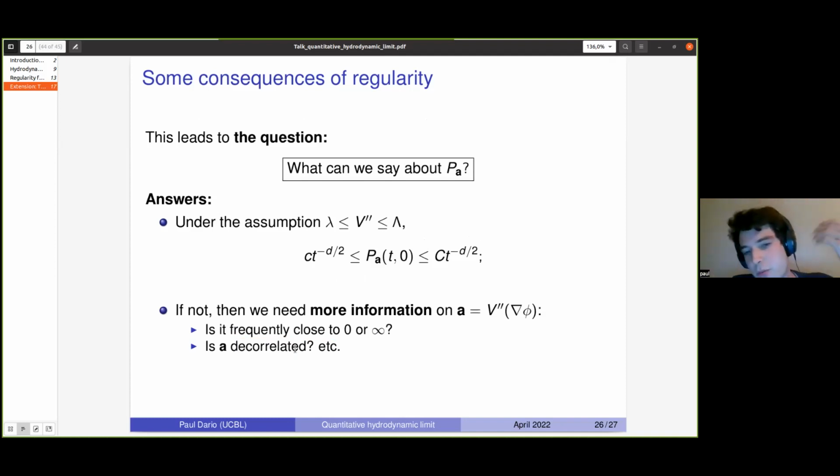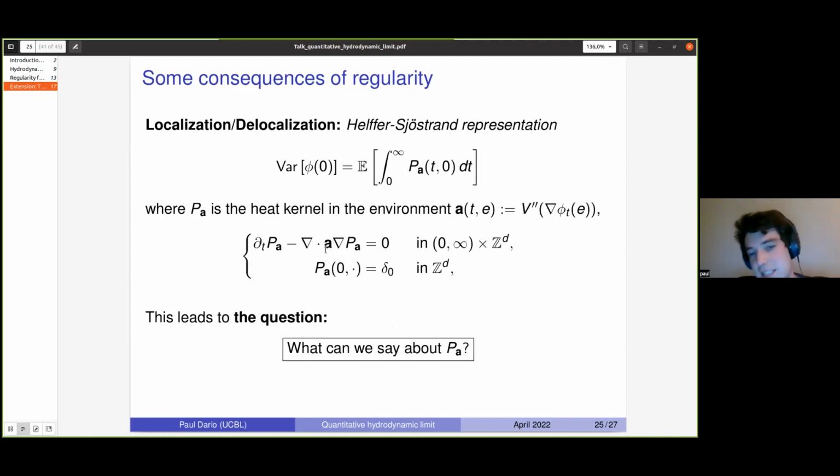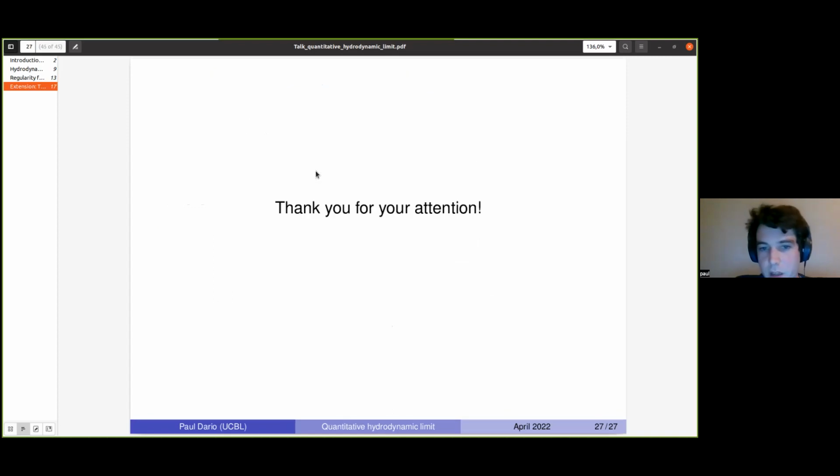And this is what motivated the study of this project with Scott, and why we wanted to study Langevin dynamics from the perspective of regularity, because regularity can help us understand this coefficient field, can help us to understand grad phi, and thus can help us to understand A, and eventually can help us to understand this heat kernel, which then gives information through this Helffer-Sjöstrand representation about my system. That's what I wanted to say. Thank you for your attention.